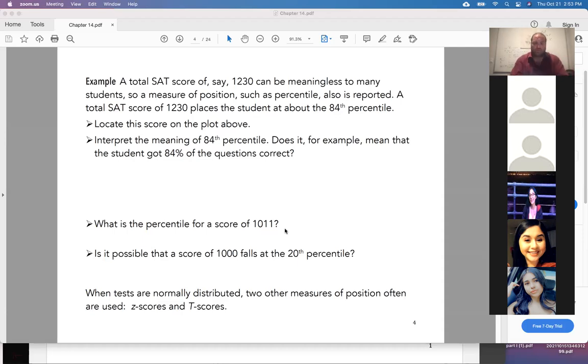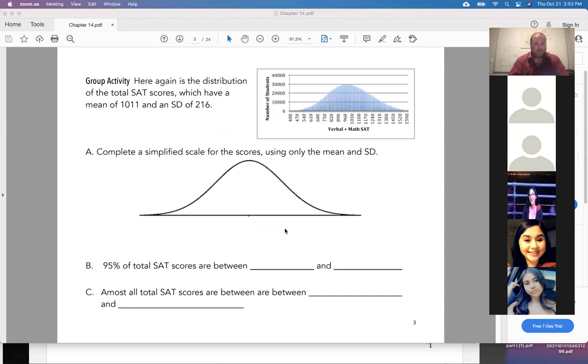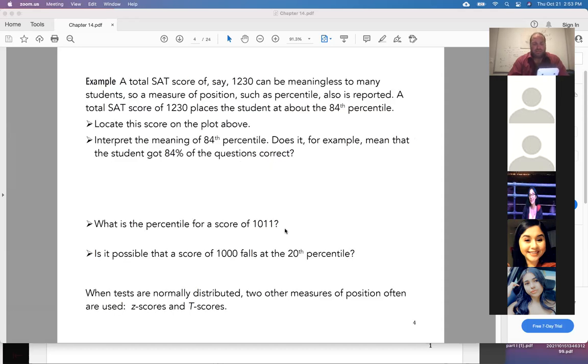Now, on my calculator, I can press a couple buttons very quickly to get the 84th percentile. What was the mean again? 1011 with an SD of 216. So I did it on my calculator, it takes just a couple seconds, and it gave me that the 84th percentile is 1226. So yeah, about 1230. And I'll show you shortly how to use your calculators to do this as well.